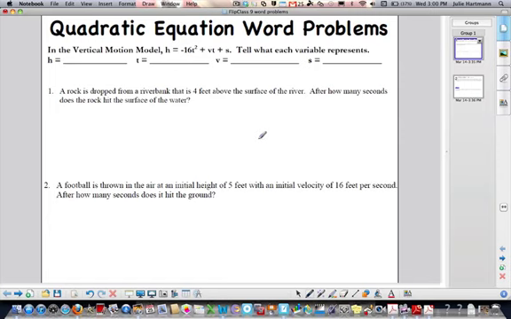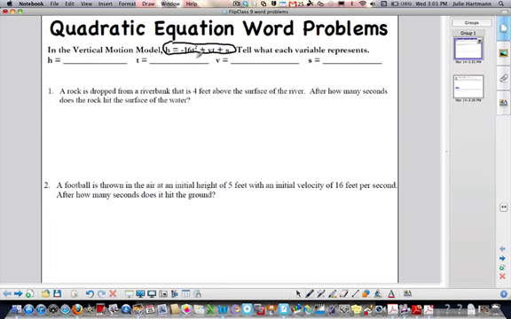Alright, here we go with Class 9, Quadratic Equation Word Problems. What we're going to do is look at a vertical motion model. This is your vertical motion model right here. H equals negative 16t squared plus v times t plus s.